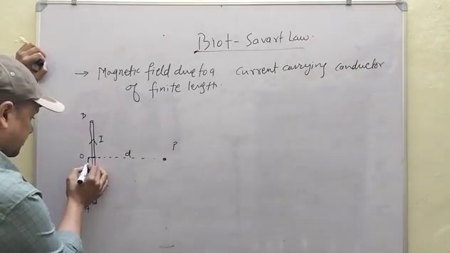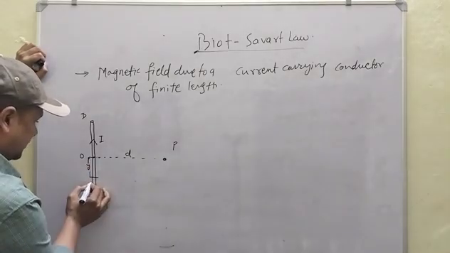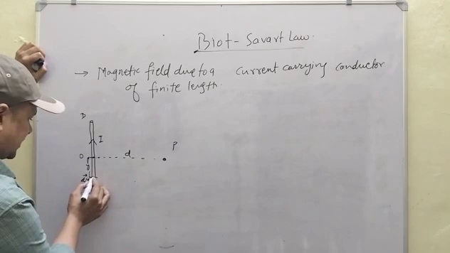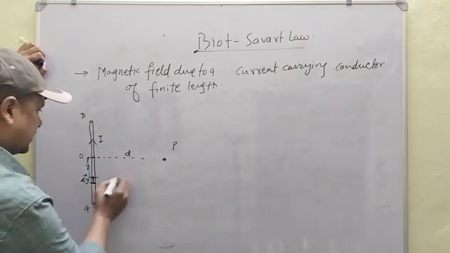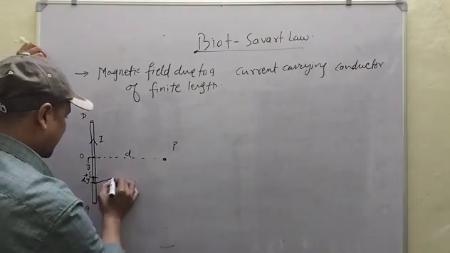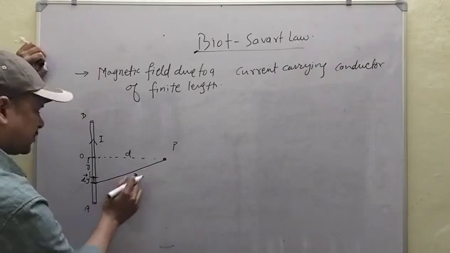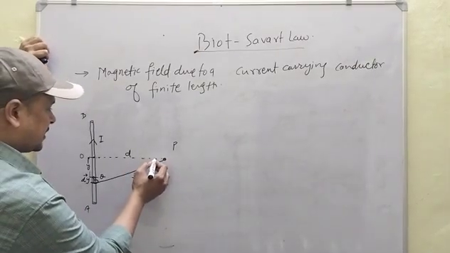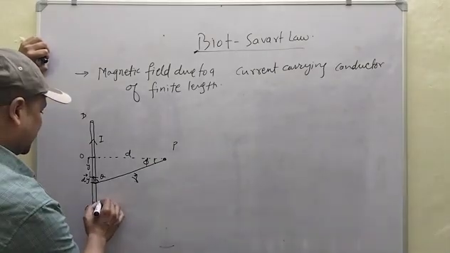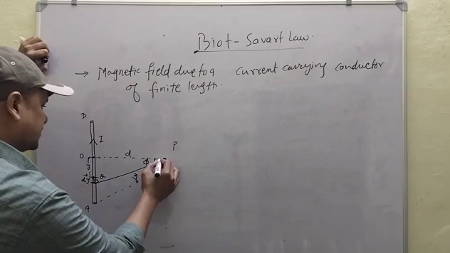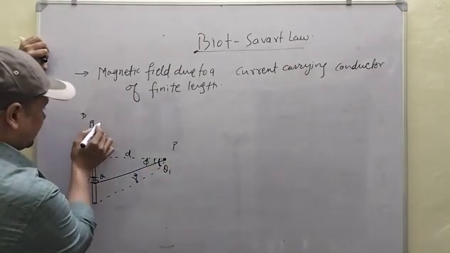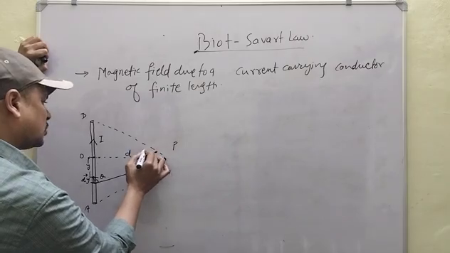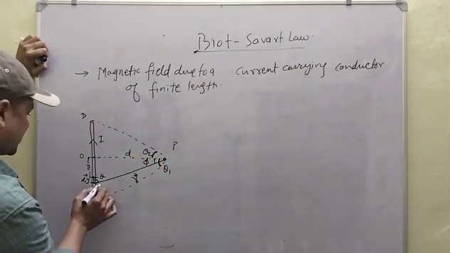From here, at a distance y below, we take one small element dy, which is directed along the direction of current. From this position we have the position vector R, having magnitude R, and this is the angle theta. Now this angle we are taking as phi, and this angle is theta 1, and here this angle is theta 2, and suppose this location is Q.